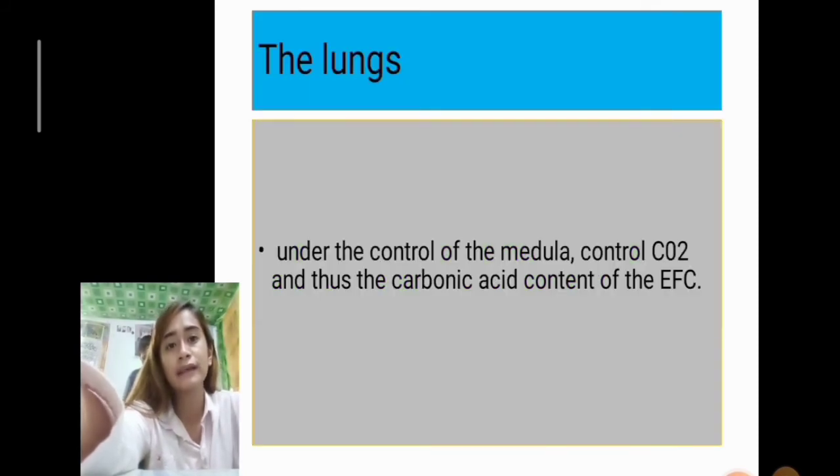The last is the lungs. The lungs, under the control of the medulla, control CO2 and thus the carbonic acid content of the ECF. The lungs are a vital part of the respiratory system, which allows you to breathe, and include the airways that carry air in and out of your lungs. So that's all for the role of the lungs, kidney, and chemical buffers in maintaining acid-base balance.